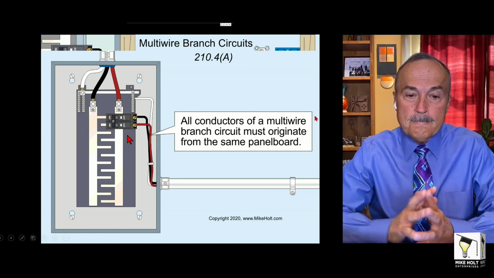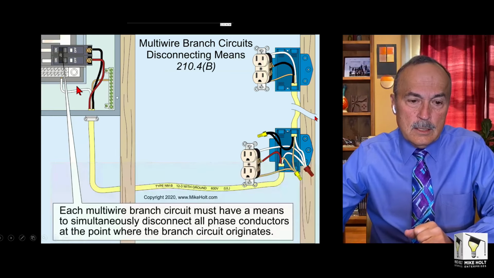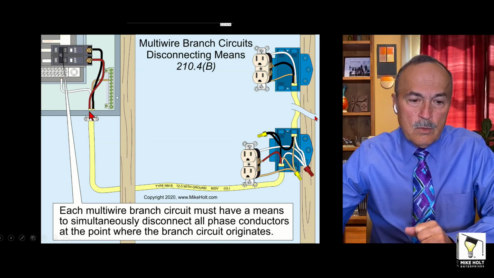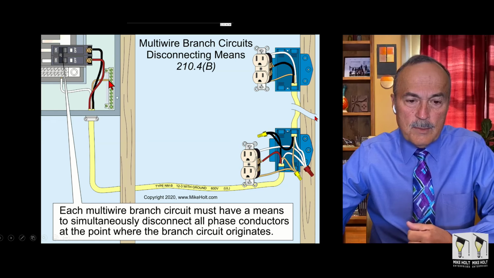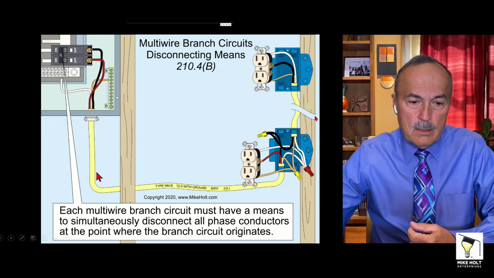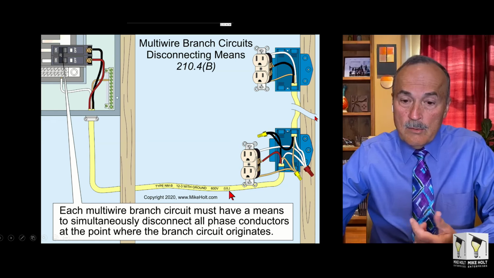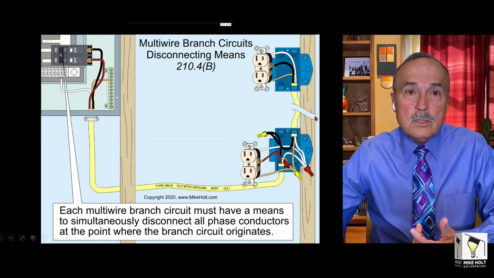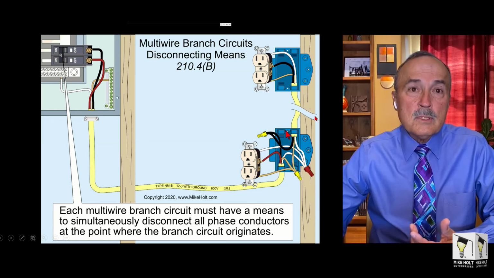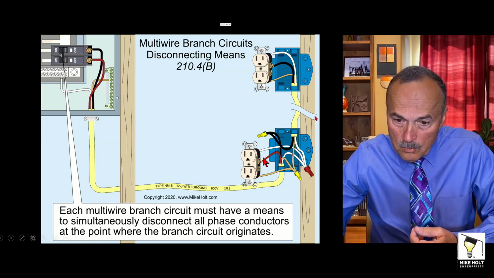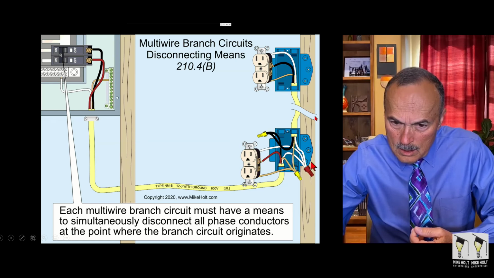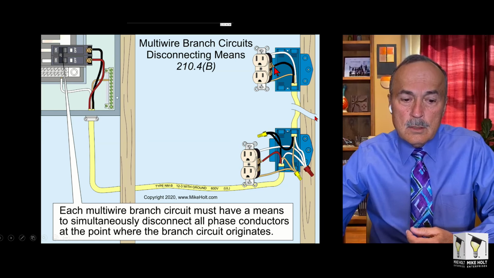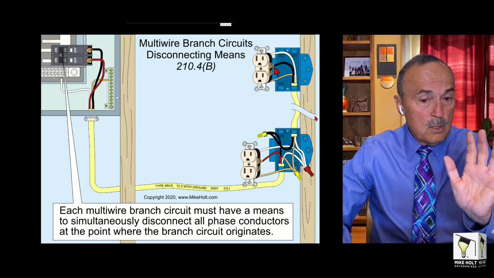Okay, so here is a neutral, line 1, line 2, and an equipment grounding conductor, because this is Romex, that's going to be green or bare. So this is 12-3, and here's an example. We could have shown 2 motors, or in this case I'm showing 2 receptacles. So this would be the red and white for one motor, let's say, and then the black and white for the other motor. Now, that's just talking about a multi-wire branch circuit.